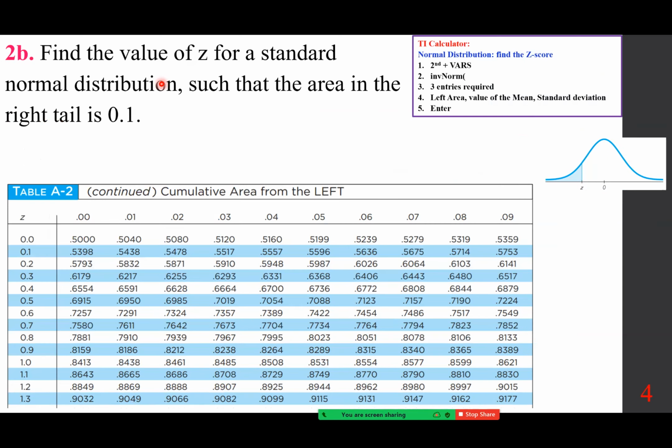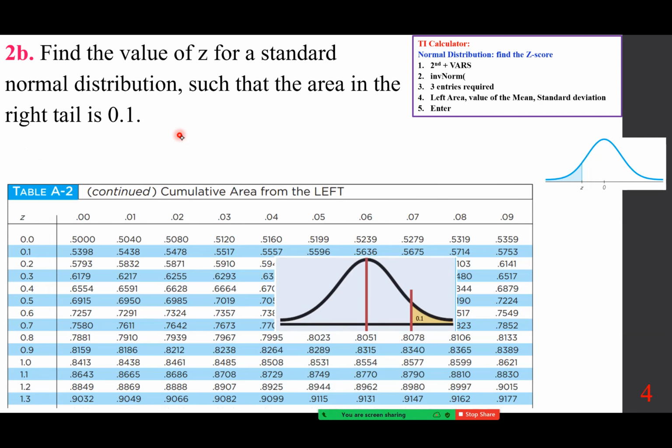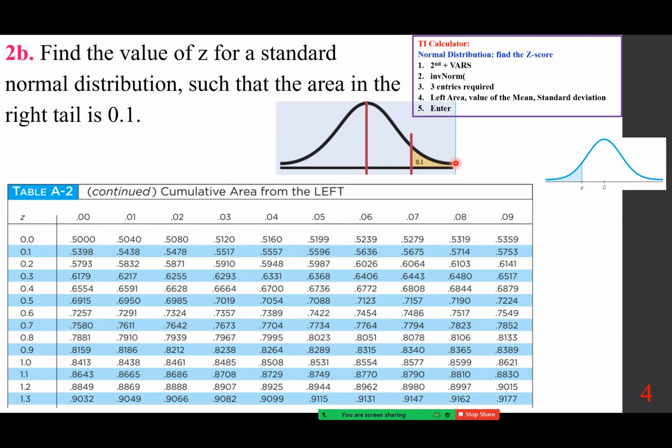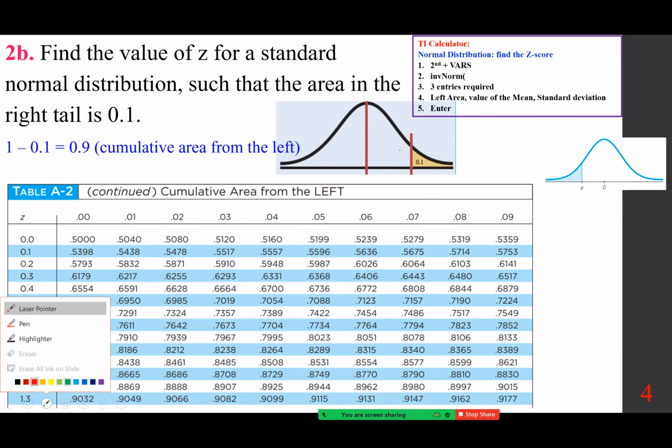Find the value of z for a standard normal distribution such that the area in the right tail is 0.1. So again, we start with the graph, and again, it doesn't have to be to scale. The area on the right side must be 0.1, so we are looking at positive z-scores. The area to the right is 0.1, which means this whole area is 0.9. In other words, this point.